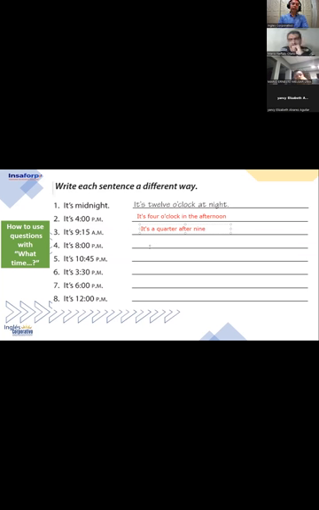Two examples, right? It's 8 p.m. It's 8 o'clock at night. 8 o'clock, my goodness, yes, 8 o'clock at night, exactly. It's 8 o'clock at night, right?